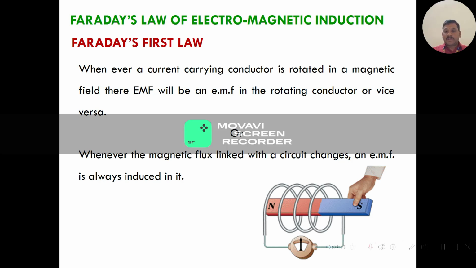Faraday's first law states that whenever a rotating conductor cuts the magnetic field, there will be an EMF. And simply we can say, whenever a conductor is rotated in a magnetic field, there will be an EMF. That is Faraday's law of electromagnetic induction.